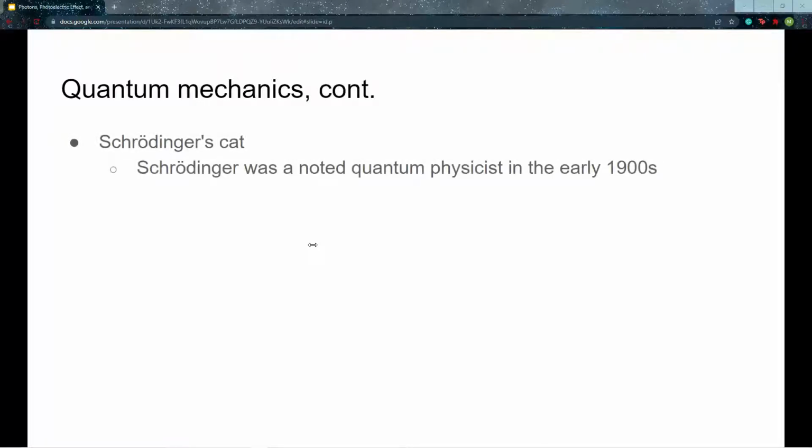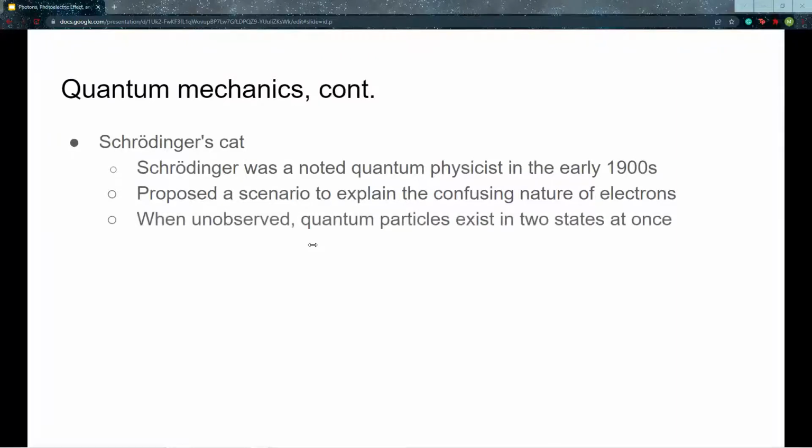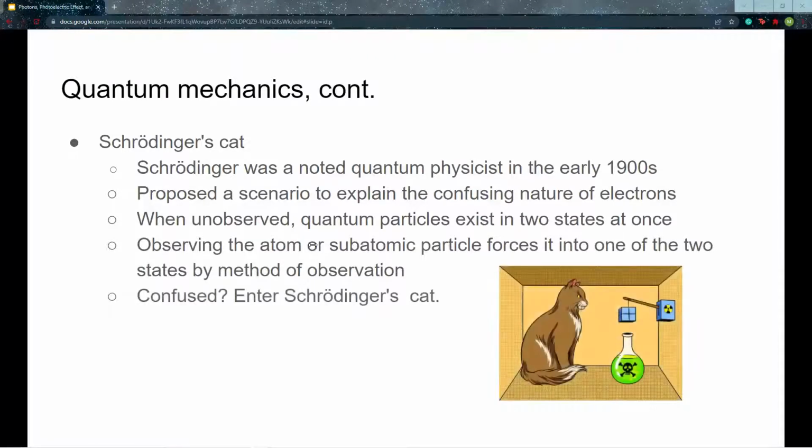Schrödinger studied quantum mechanics in the early 20th century, and he proposed a scenario to explain the confusing nature of electrons. When unobserved, quantum particles can exist in two states simultaneously. By nature of our observational methods, observing those subatomic particles actually forces them into one of those two states. If you're confused, don't worry, because we are too. Schrödinger actually came up with a great example to explain this, and so we're going to talk about Schrödinger's cat.